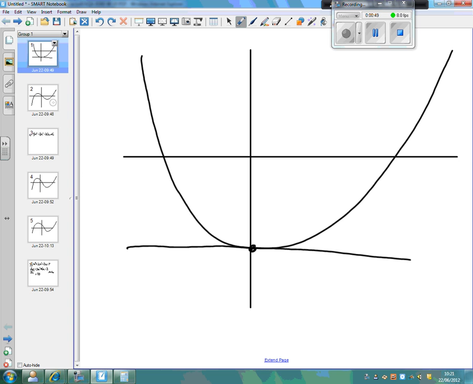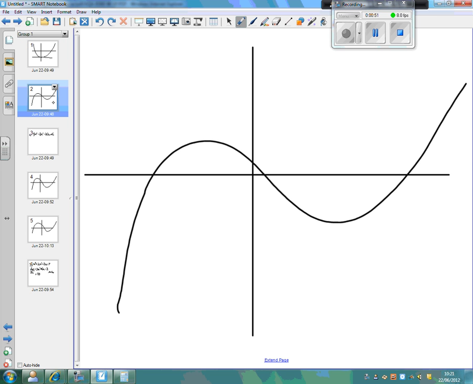Now, for a cubic graph, you have two stationary points. So, let me show you them. This is the first one, and this is the second one here. Because if we drew tangents to these points, like I'm doing now, those tangents would be straight, but they'd have a gradient of 0. And that's what stationary points are. If you drew a tangent to stationary points, it would have a gradient of 0.